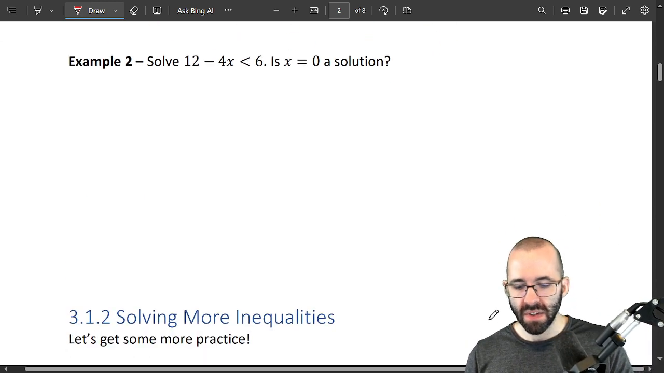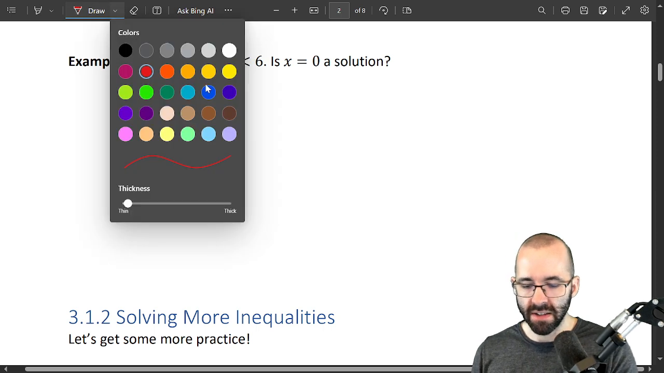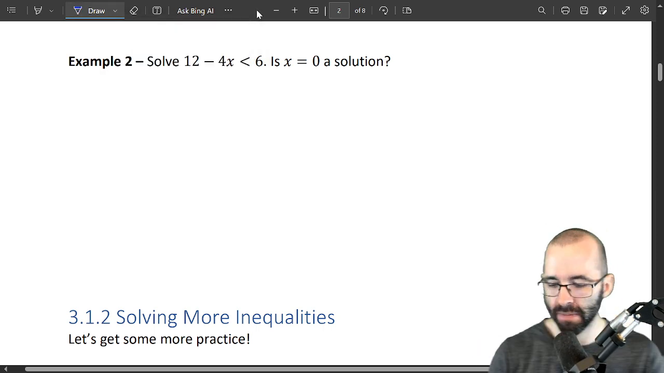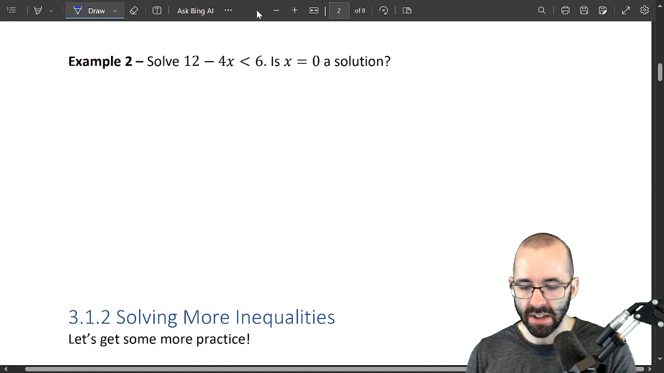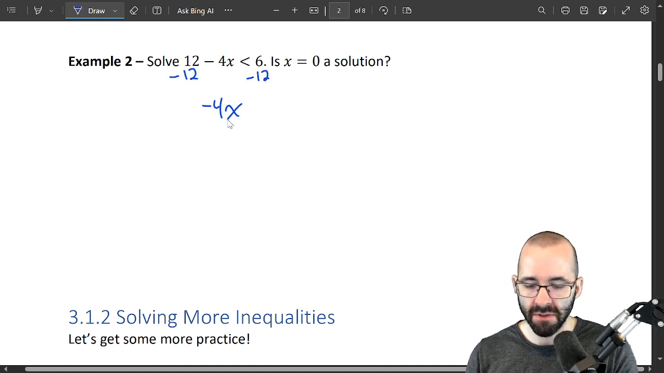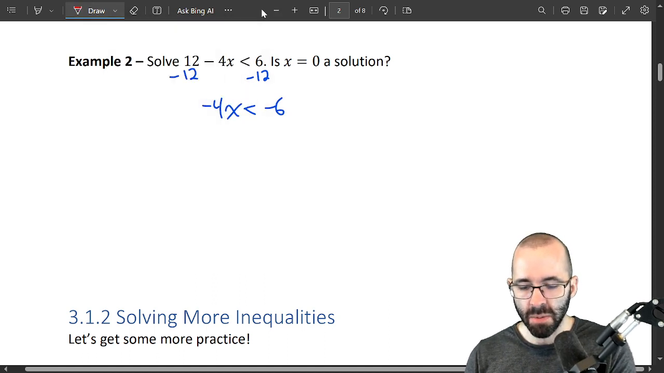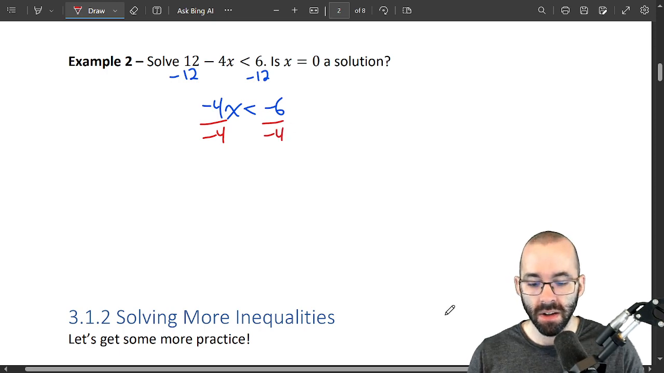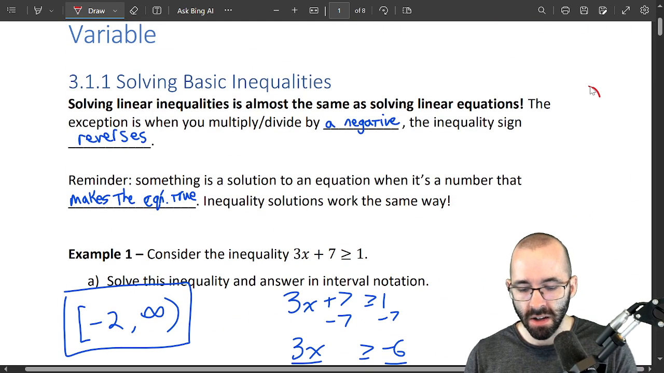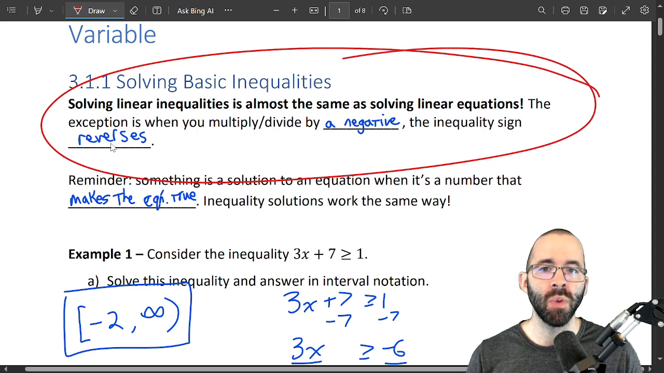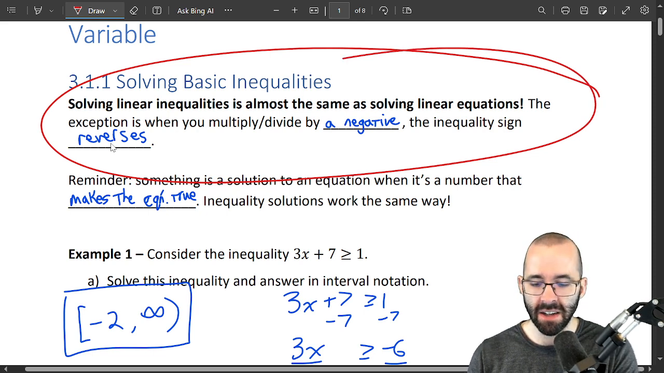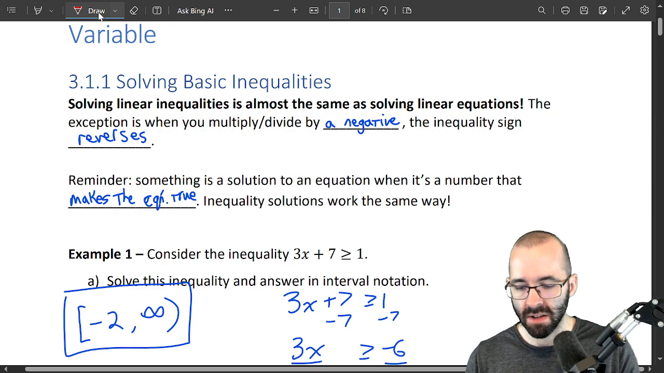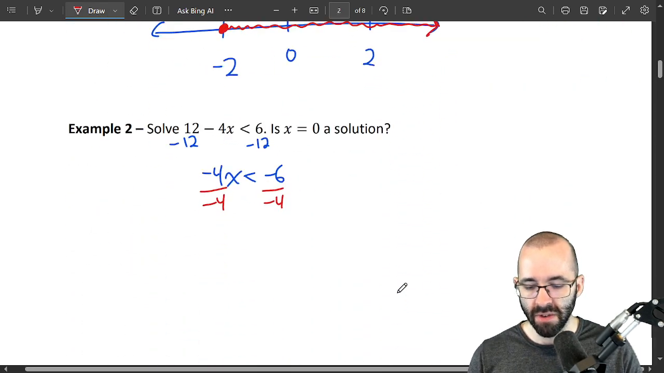Example 2. Let's solve this other inequality and ask if a certain value is a solution. To solve this, let's subtract 12 from both sides. That's going to give us that negative 4x is less than negative 6. And then we're going to divide both sides by a negative 4. Whenever you multiply or divide by a negative, the inequality sign reverses. Let's make sure to reverse it here.